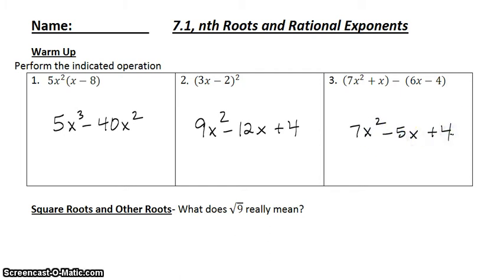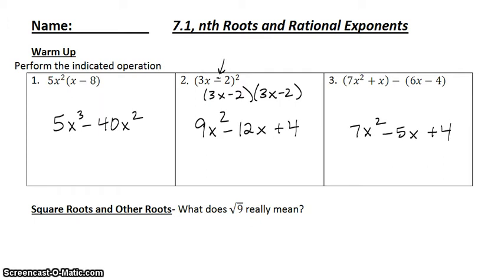How'd you do? I want to look at number 2. Just a quick reminder, if you have a plus or minus sign in the parentheses, you have to write it out twice and then FOIL it. You can only distribute the exponent if it's multiply or divide inside the parentheses. We're going to talk about that more as this year goes on.